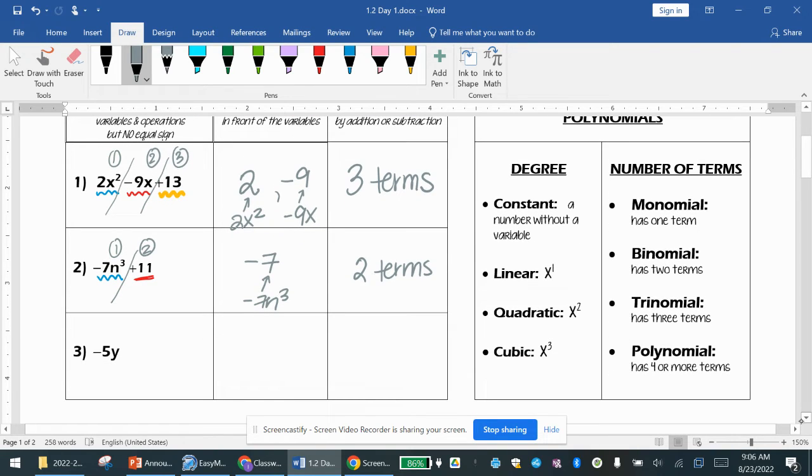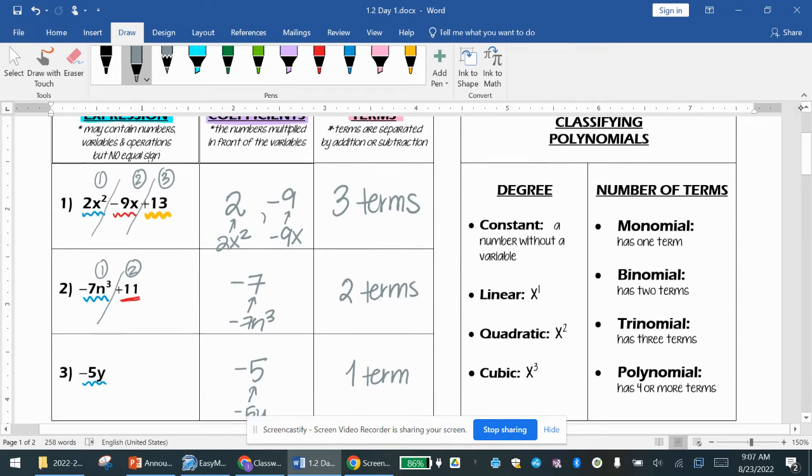Okay, there are no addition or subtraction signs in number 3. There's only a -5 times y. There's nothing added or subtracted, so this is an example of a single term. But the -5 is multiplied with a variable, so the -5 is a coefficient. Again, the -5 is multiplied with a y, so that counts as a coefficient. If you remember in our examples, we had 3 terms, 2 terms, 1 term.